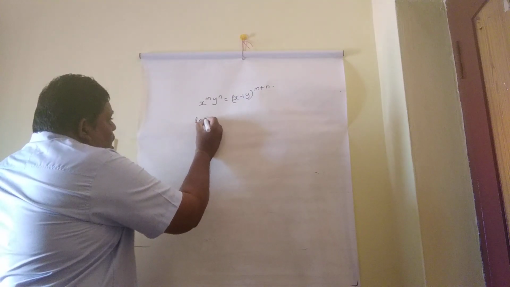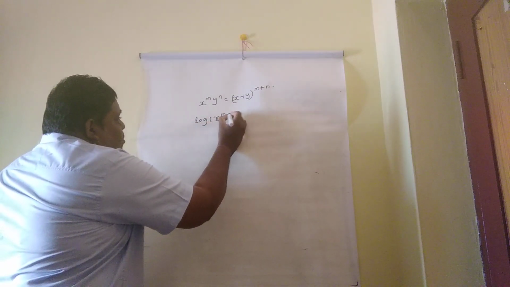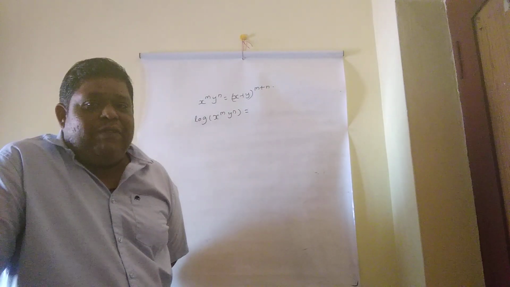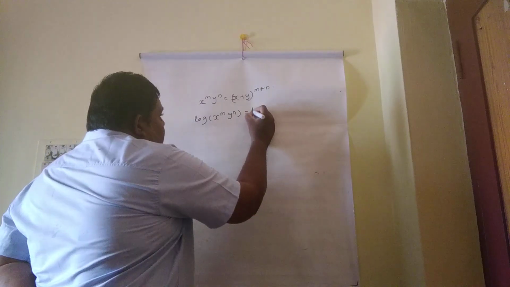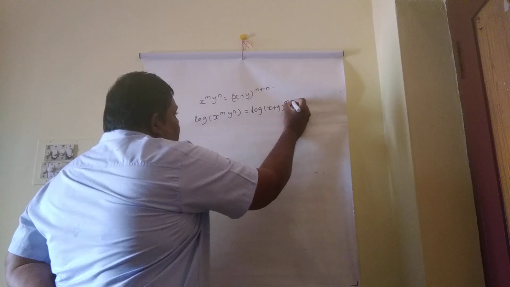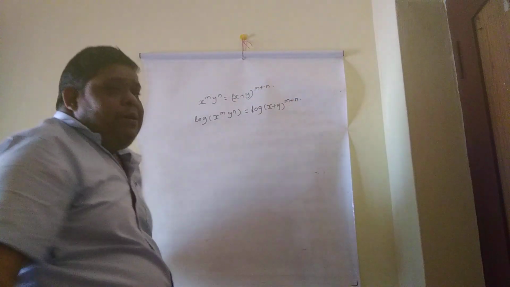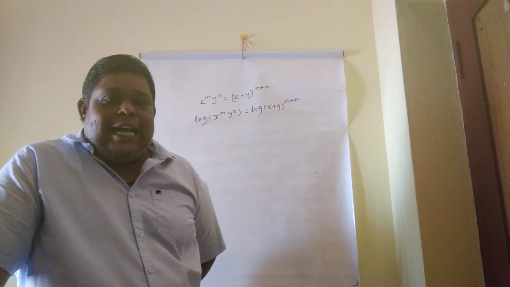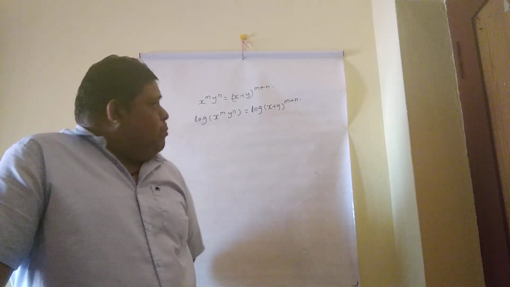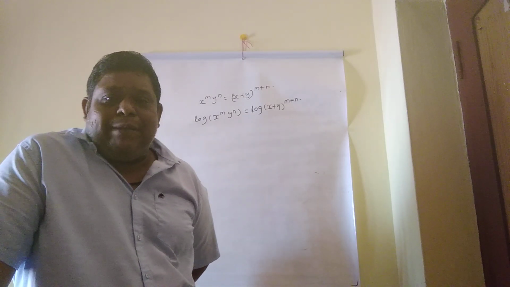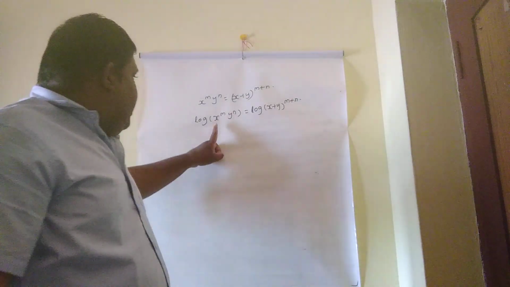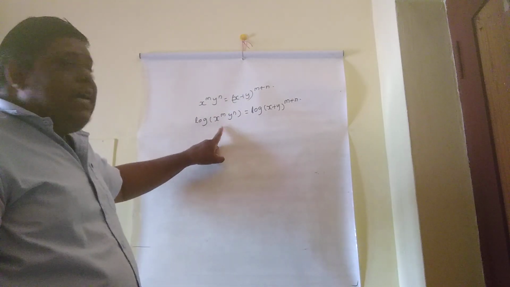So log of x to the power m into y to the power n equal to, on the right hand side, log of x plus y whole to the power m plus n. In logarithm, a multiplication term can be written as addition, an addition term can be written as multiplication, and a subtraction term can be written as division. The value will not change. So here the multiplication term can be written as addition.